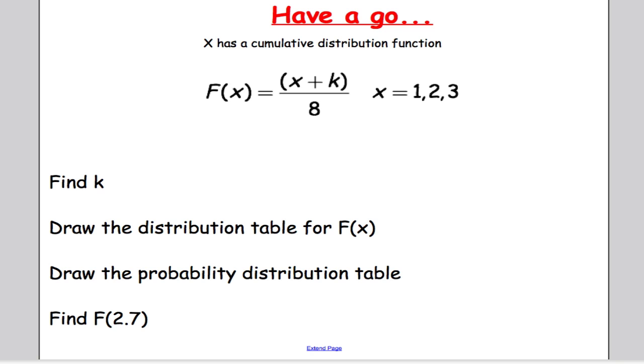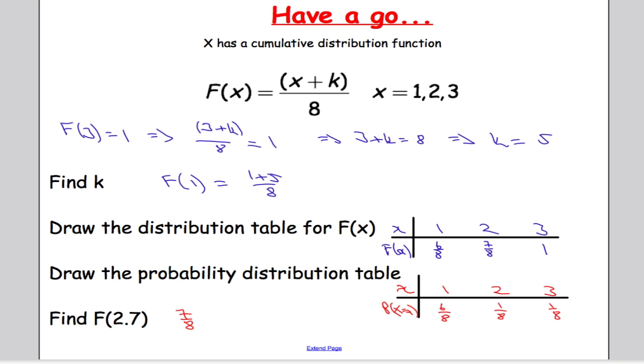Okay, hopefully you've had a go at that. Here is the solution now. So we got our distribution table and our probability distribution table. The value of k is 5, and the last part is 7 over 8.